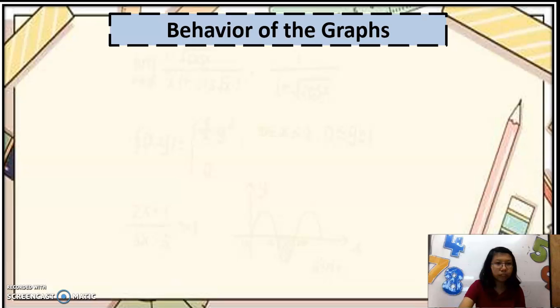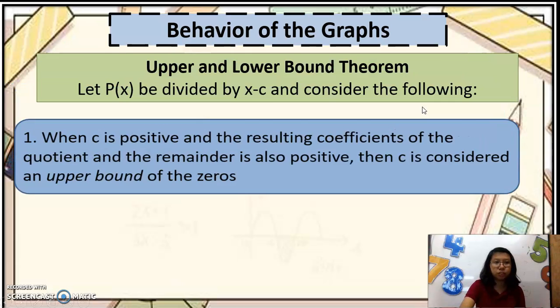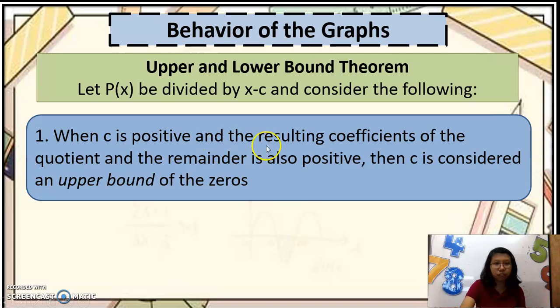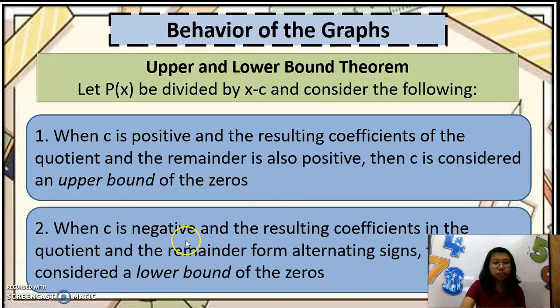Okay. So let's have the behavior of the graphs of a polynomial function. So we have here the theorem, which is about the upper bound and the lower bound theorem. It states that let p of x be divided by x minus c and then consider the following. Number 1, when c is positive and then the resulting coefficients of the quotient and the remainder are also positive, then c is considered an upper bound of the zeros. And then next, number 2, when c is negative and then the resulting coefficients in the quotient and the remainder form alternating signs, then c is considered a lower bound of the zeros.